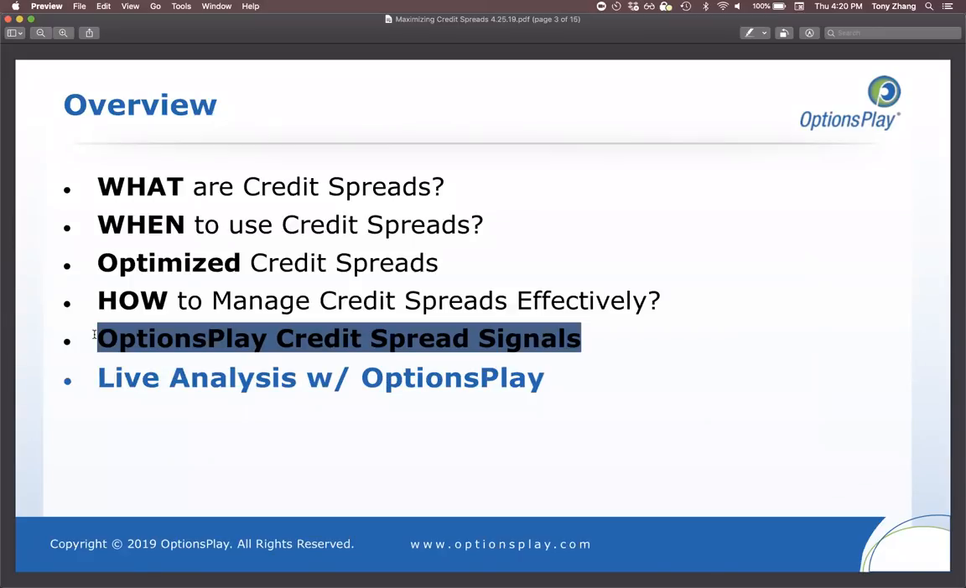And then at the very end, we'll try to go through as many examples as possible of current stocks that we're looking at some credit spreads on, and show you how to actually go through this process using Options Play on your own, for those of you that are looking to sell credit spreads on your own.